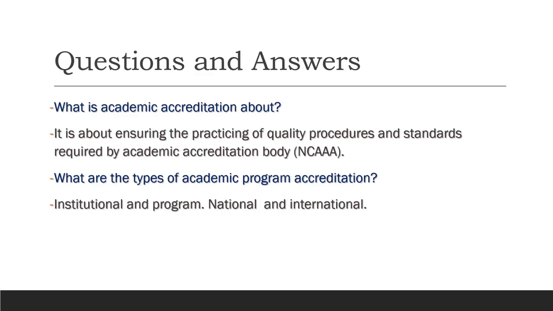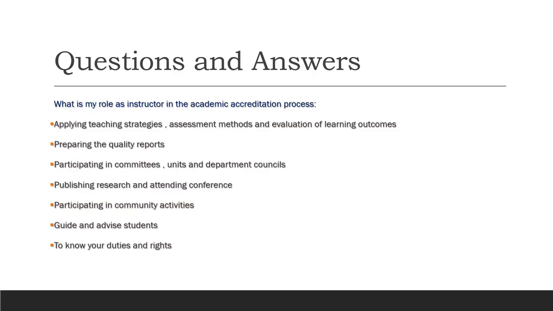The other question: what is academic accreditation about? It is about ensuring the practicing of quality procedures and standards required by the academic accreditation body. In our presentation, we are talking about NCAA. What are the types of academic program accreditations? There are institutional and program accreditations, and there are national and international accreditations. As you know, we have the international accreditation, ABET.